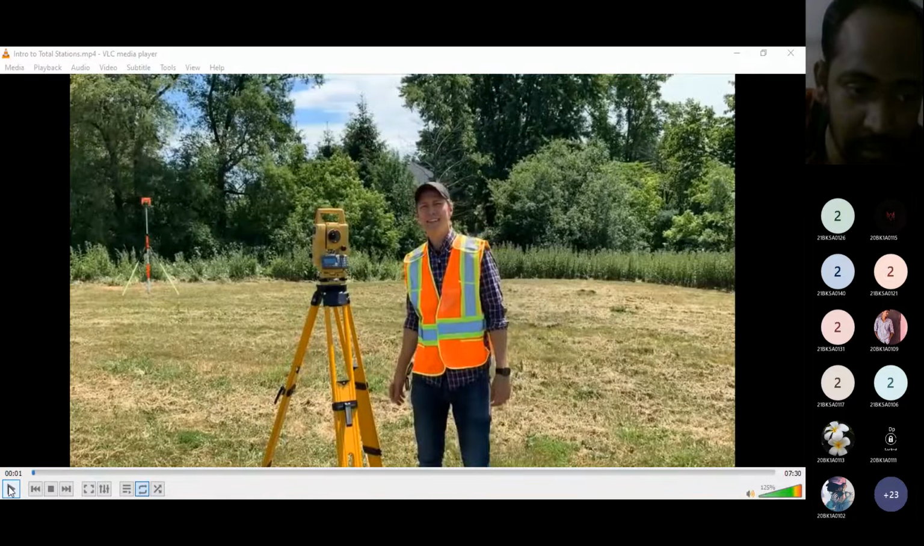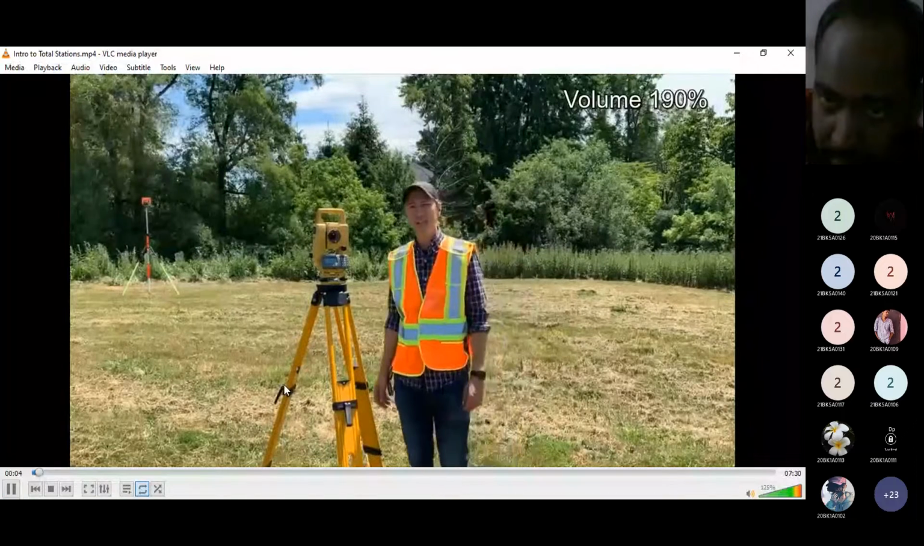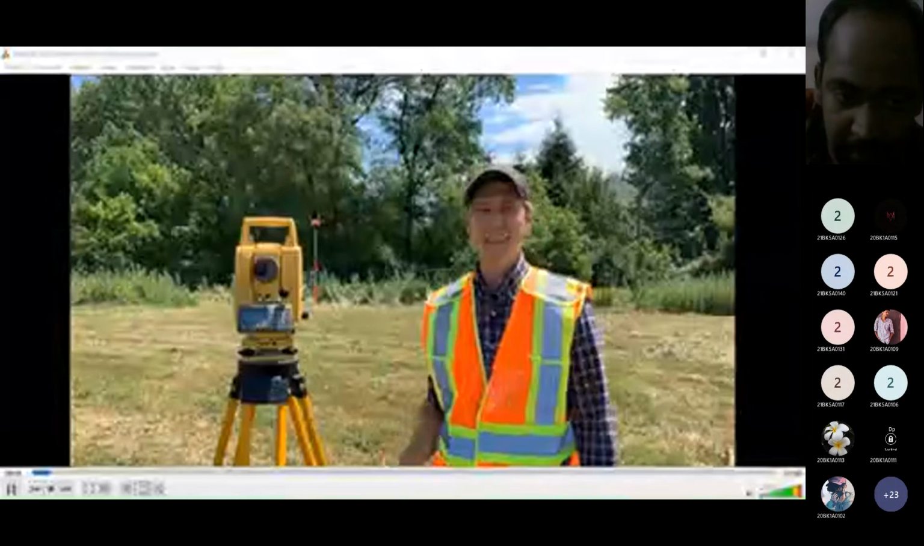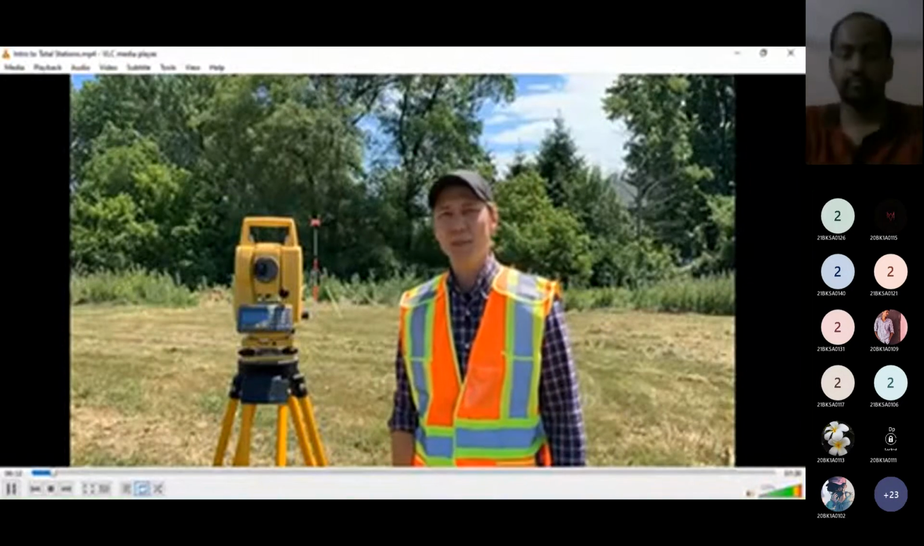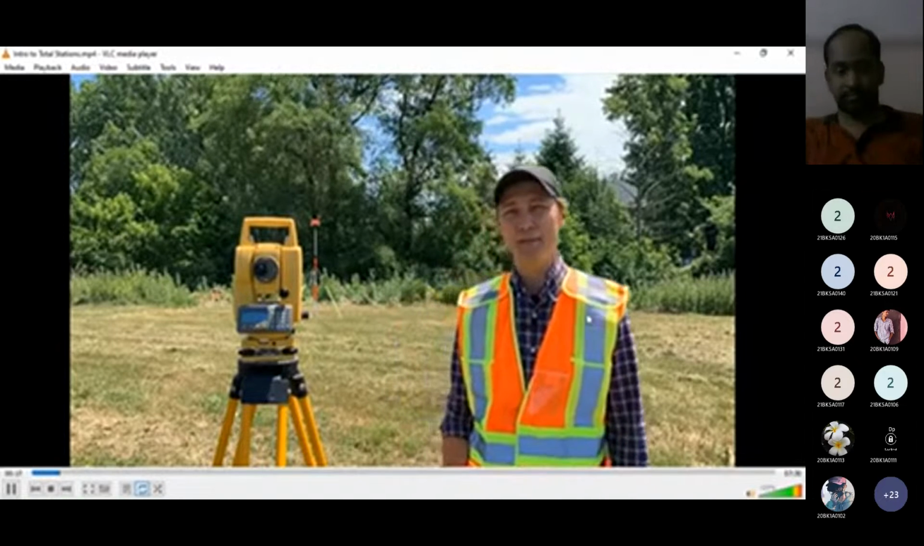In this video, we're going to look at how to use a total station. First, we'll look at some of the features of a total station, and then we'll look at some of the basics on how to use it. This here is a total station. It's a tool that we use for surveying to take distance, angle, and elevation measurements.